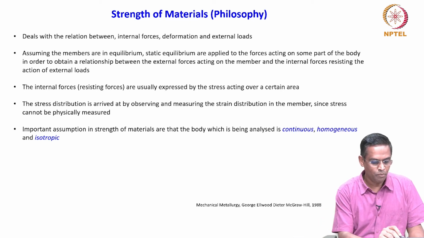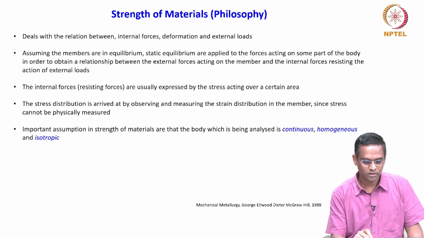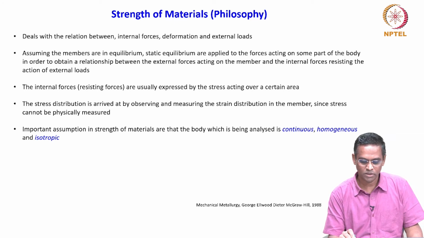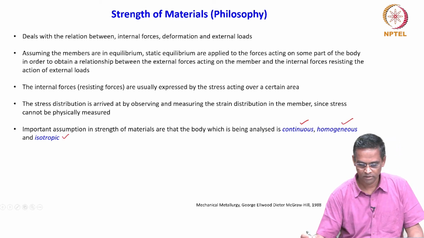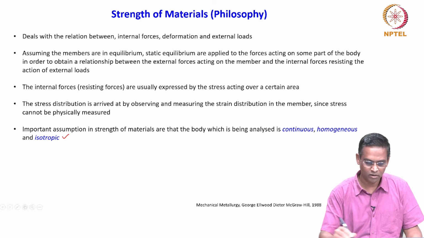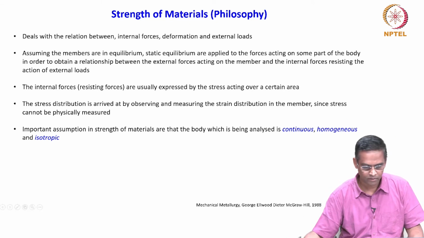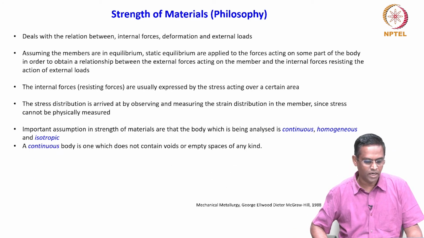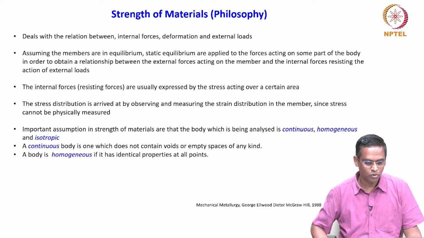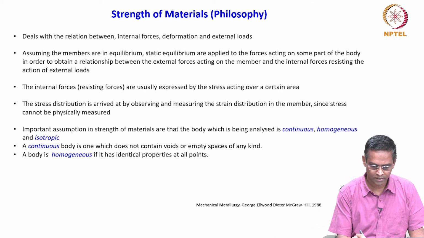See, the important assumption in strength of materials is that the body which is being analyzed is continuous, homogeneous and isotropic. So we should know the meaning of these three words. A continuous body is one which does not contain voids or empty spaces of any kind. A body is homogeneous if it has identical properties at all points.